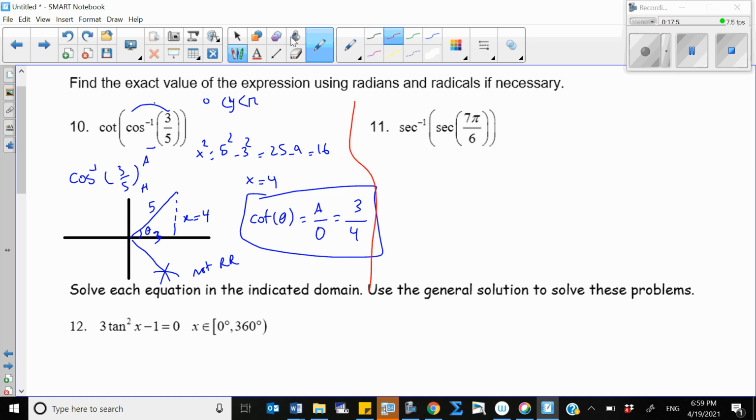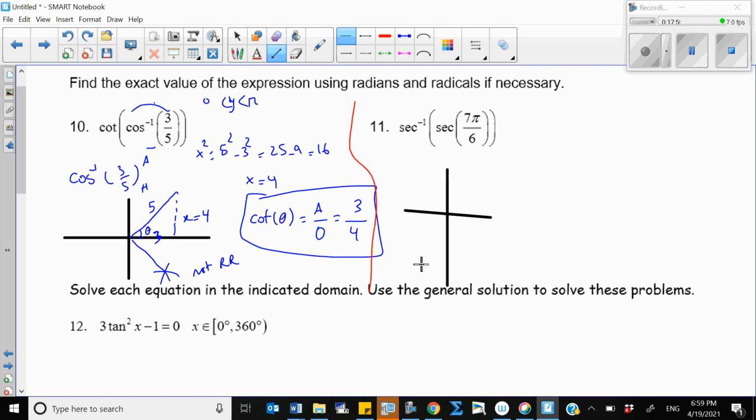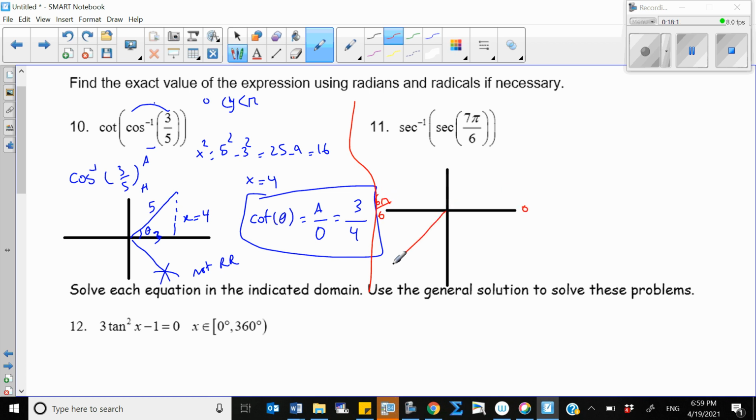For the next question, you need to find the inside one first. Where is 7 pi over 6? So we're going to draw the angle first. This is 0, this is 6 pi over 6, and 7 pi over 6 is here. So you find the angle.